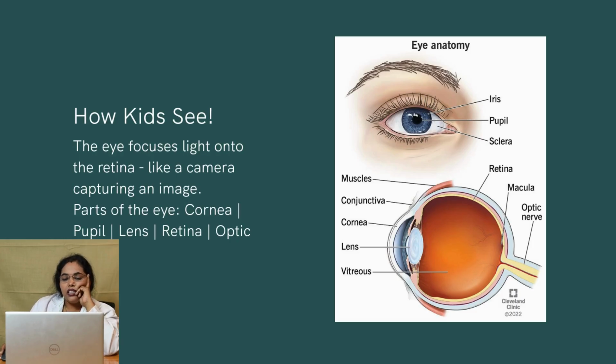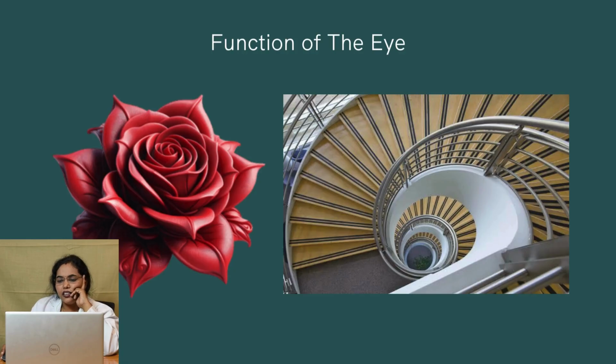So what are the functions of the eye? The primary function of the eye is vision, to see things clearly. What you see in the picture is a very clear red rose over here. The second function would be color vision, to appreciate different colors like red, blue, green.